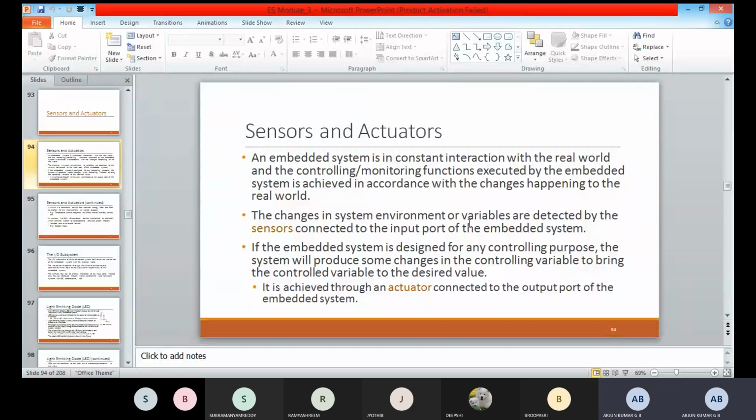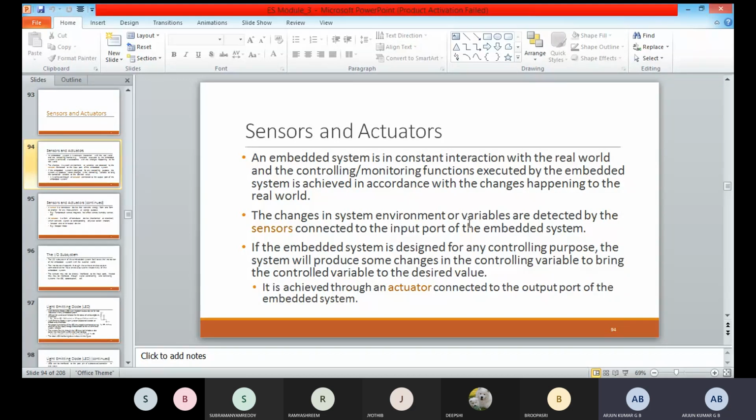See, an embedded system is in constant interaction with the real world, and the controlling and monitoring function executed by the embedded system is achieved in accordance with the changes happening in the real world. The changes in the system environment or variable are detected by the sensors connected to the input port of the embedded system, meaning all of the interfaces. Initially I told you there is a standard embedded system. It has input and output ports. Input will be connected to the sensor and output will be connected to the actuators. Both are transducers only.